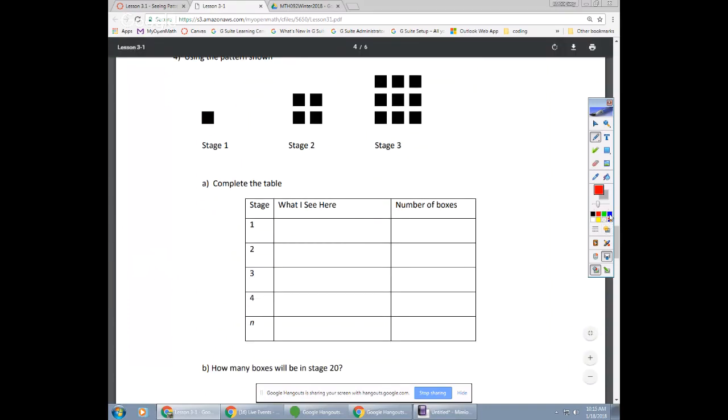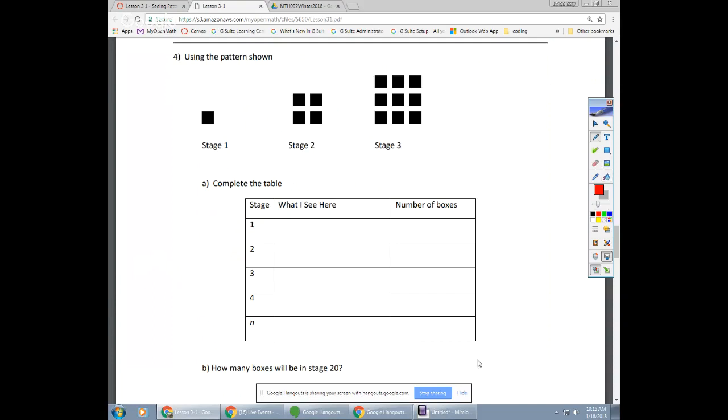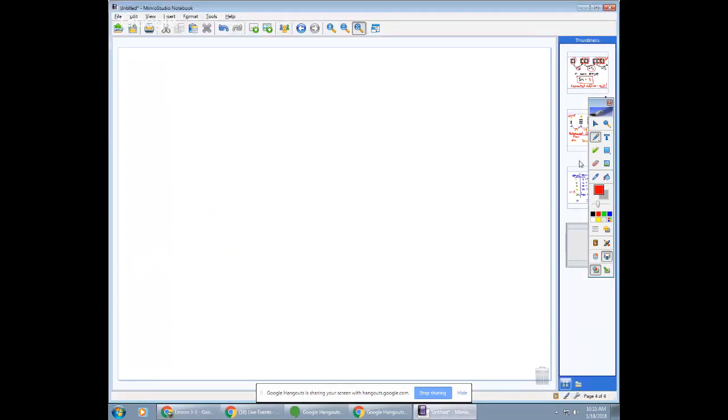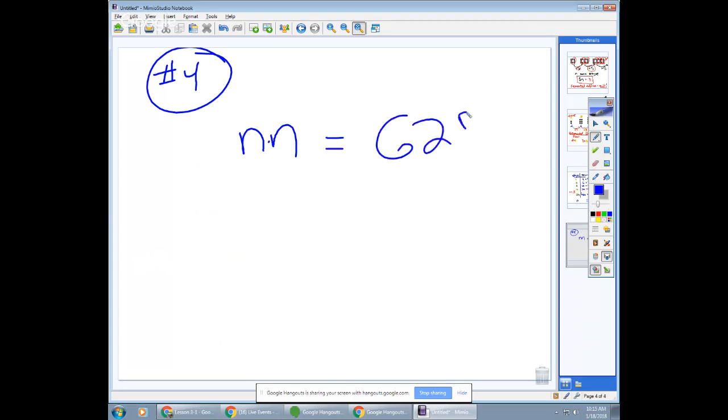Okay, so here's the tricky part then. So here's where I think you're at. You have a formula that says, for number 4, that your formula is N times N. And you want to know what number N gives you 625 boxes. So there's a couple ways to do that. One way is you could just guess what number times itself equals 625. And you can just play around with some numbers.